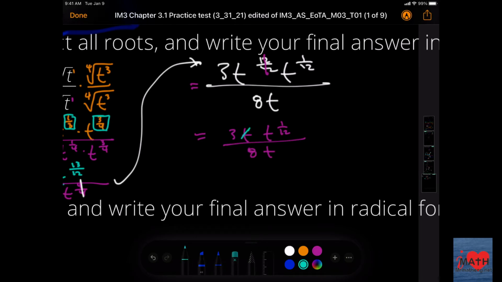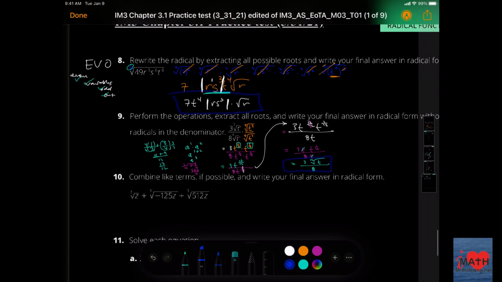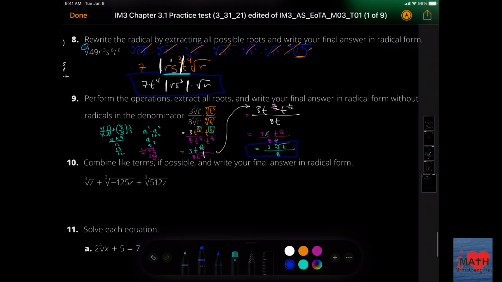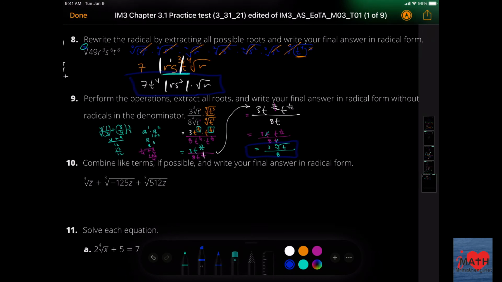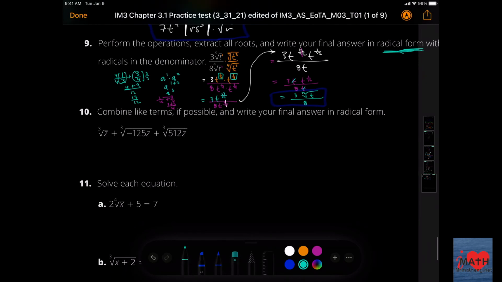And then these will cancel, and we're left with 3 times the 12th root of t over 8 as my answer. Because it told us to extract all roots and write your answer in radical form. Radical form just means that you have a radical as your answer. Okay, number 10, we didn't do this one.